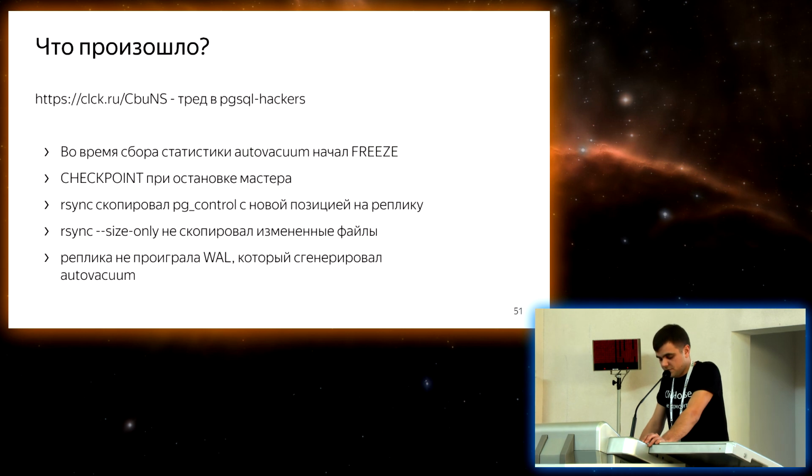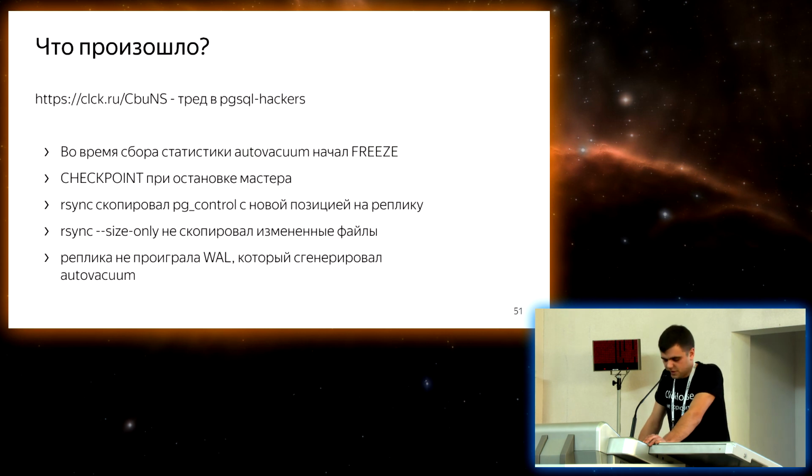There's a link to the thread on hackers where we discussed it, where we were trying to understand, with the colleagues' help, what was going on. When we launched the master to do vacuum DB and to collect statistics, we saw the autovacuum launcher was started. It thought that it had to do autovacuum and freeze something in the table. So the freeze started, and when we got the statistics, we stopped the master.